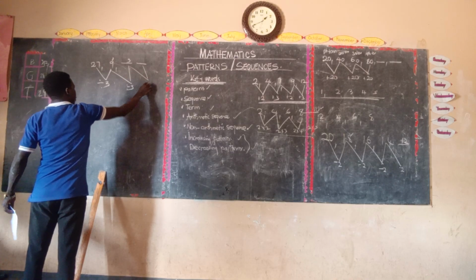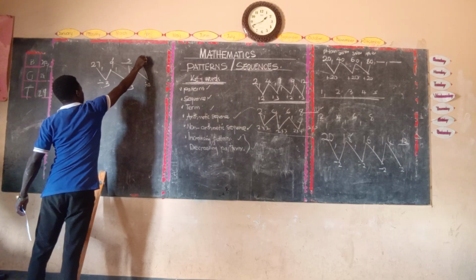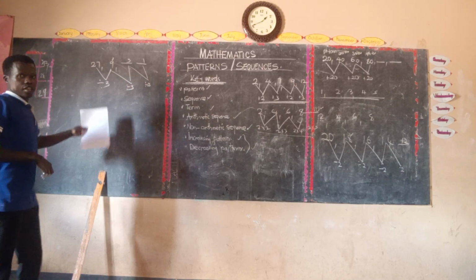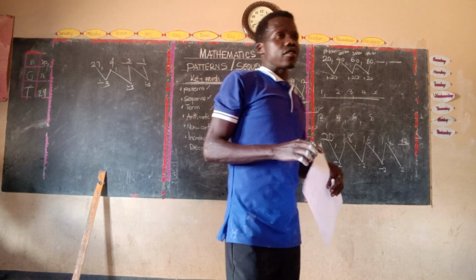Then this 3 here divided by 3, you get our missing number, which is 3 divided by 3, 1. So this is an example of using patterns.